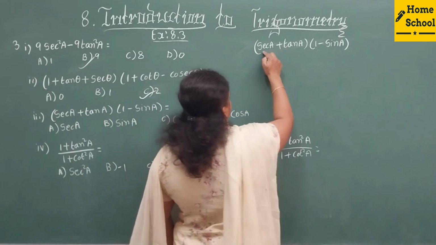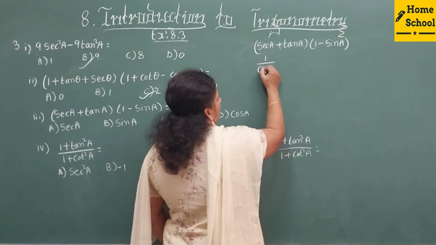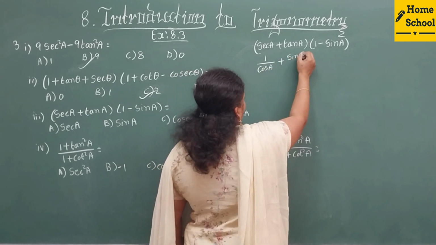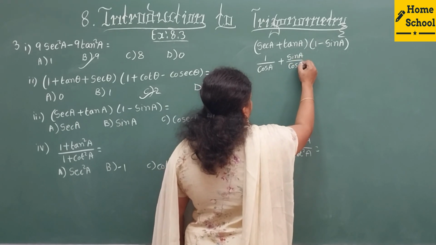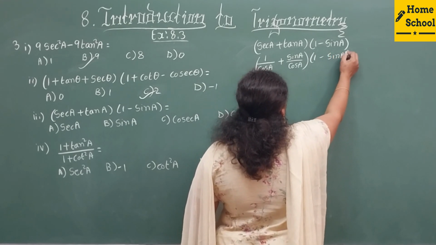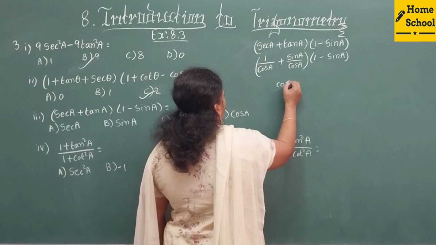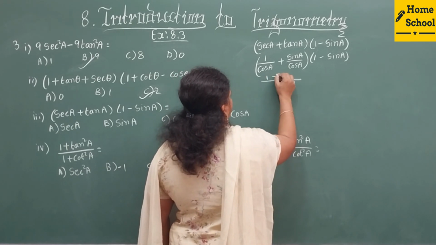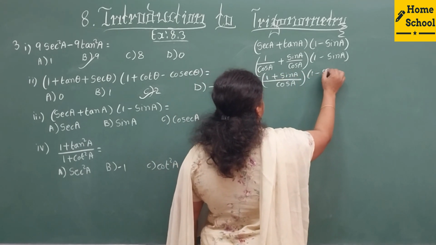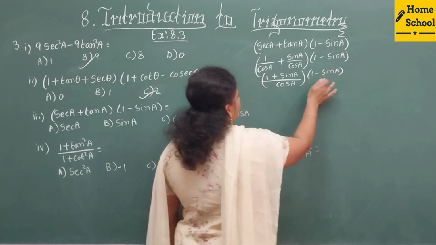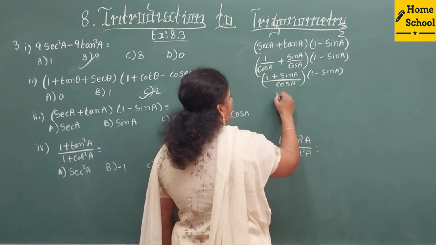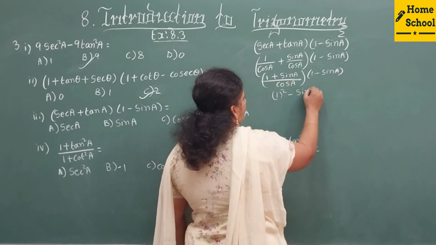Let us solve here. Secant A can be written as 1 by cos A. Tan A can be written as sin A by cos A into 1 minus sin A. Now do LCM, cos A in the denominator, 1 plus sin A into 1 minus sin A. Again observe carefully, this one is multiplied for the numerator. A plus B, A minus B format there. That is A square minus B square.